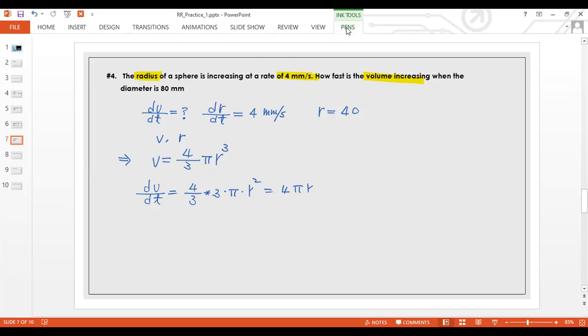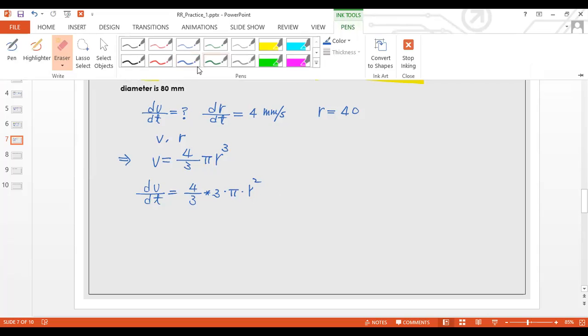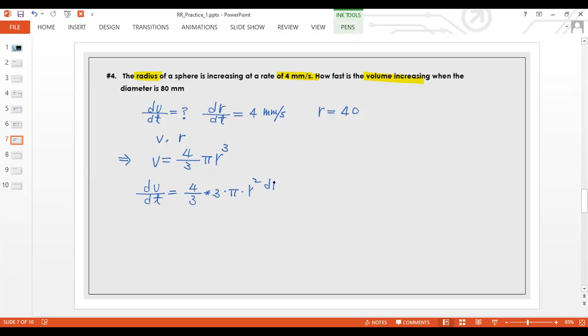I'm sorry, I forgot something. When I take the derivative of r, don't forget the dr/dt, right? So now I have 4 pi r squared dr/dt. Now let's substitute the values. So 4 pi r squared, r is what? r is 40.